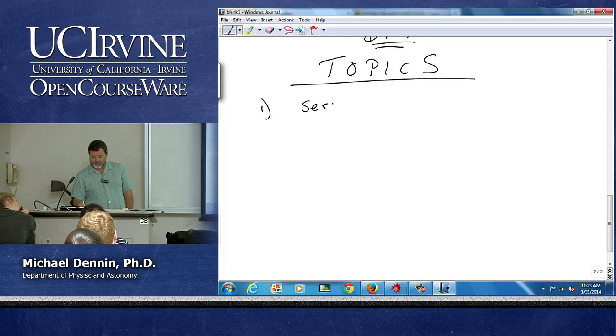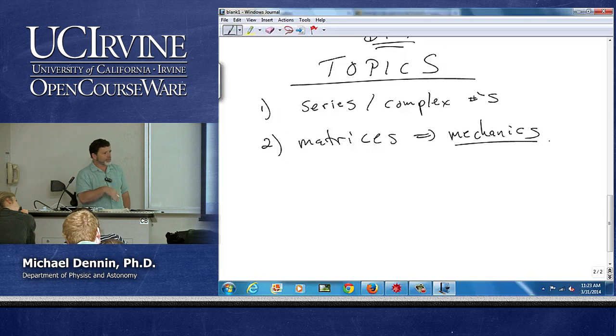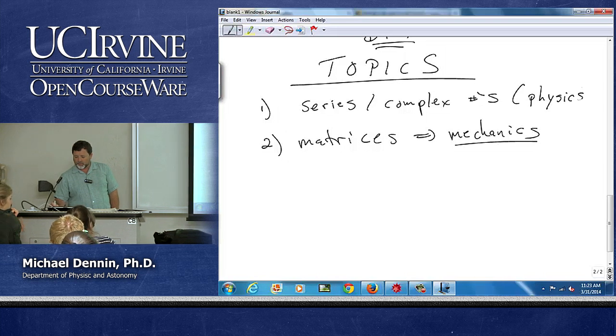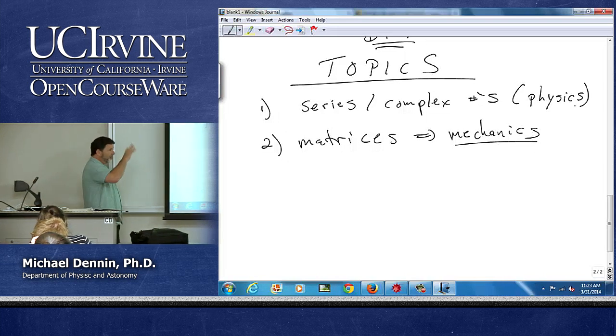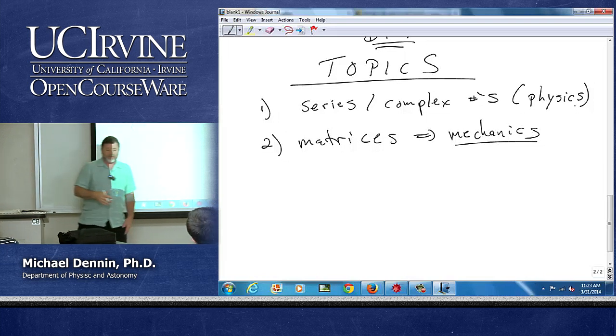We're going to start with series and complex numbers. We're then going to go into matrices. And the first thing we'll do is just review the mechanics, how to use matrices, determinants, multiply, add, subtract, all those good things. With complex numbers and series, we're going to focus on why we use them in physics, because there's a lot of math machinery that you learned that doesn't necessarily get used a lot in the physics class.